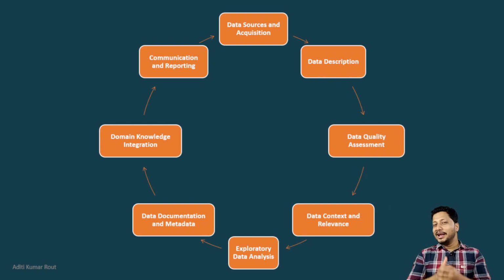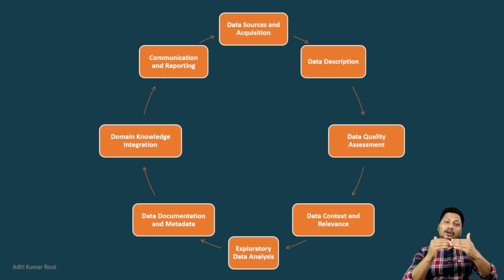The second building block here is data description. Data description involves multiple stages. For example, we need to understand the complete characteristics of the data set, the characteristics of each variable and feature within our data set, the scale of measurement of our data set, the unit of measurement of our data set. We need to completely understand the data set. That is basically the data description.